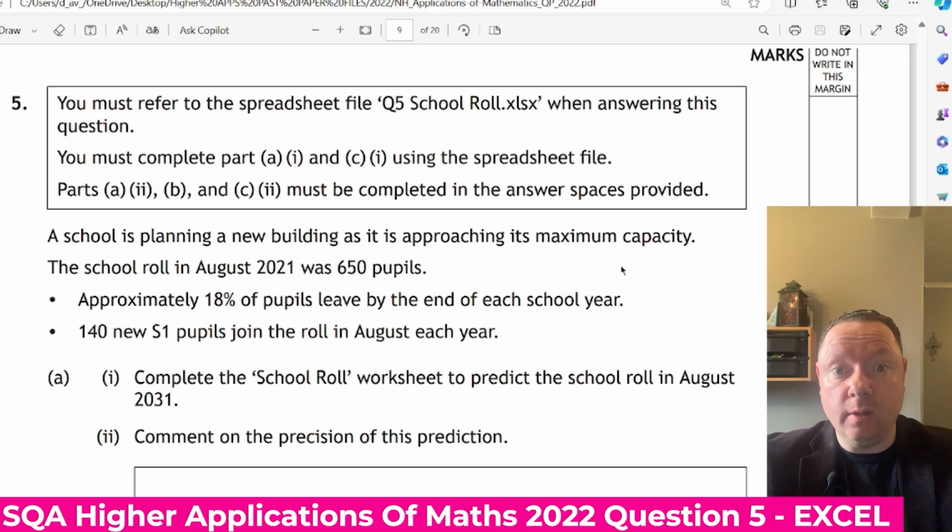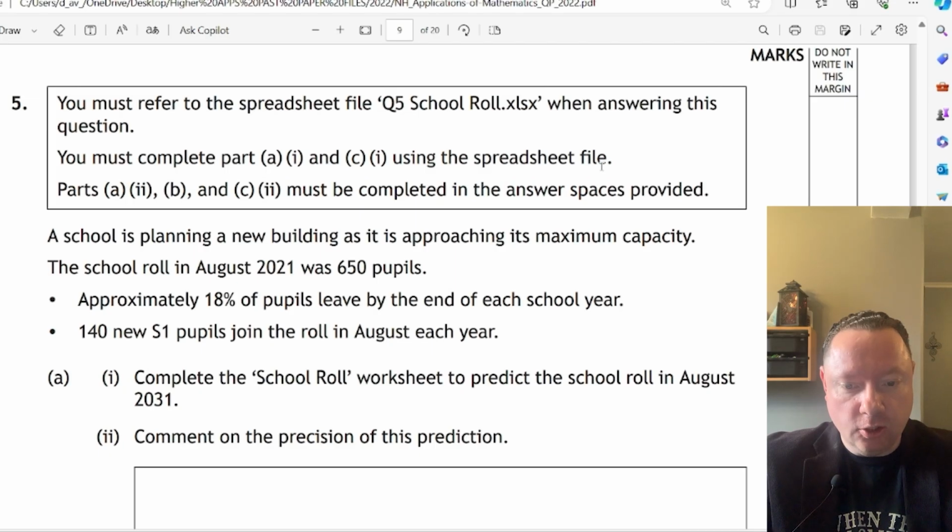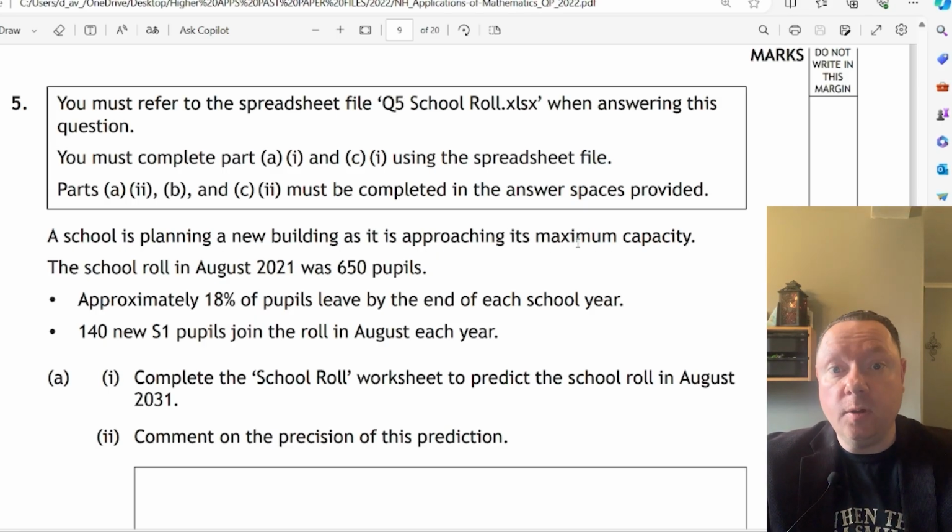SQA Higher Applications Maths 2022 question 5. You must fill in the spreadsheet school roll. Question 5. When answering this question, complete part A1, C1 using this file, and then complete parts A2, B, C2 using the answers below. So let's read the question first. A school is planning a new building and it is approaching maximum capacity. The school roll in August 2021 was 650 pupils. Approximately 18% of pupils leave by the end of each school year, and 140 new S1 pupils join the roll in August each year. We have to complete the school roll worksheet to predict the school roll in August 2031.